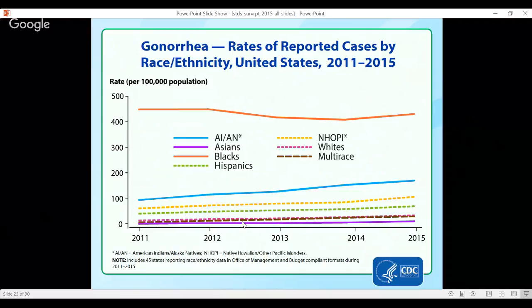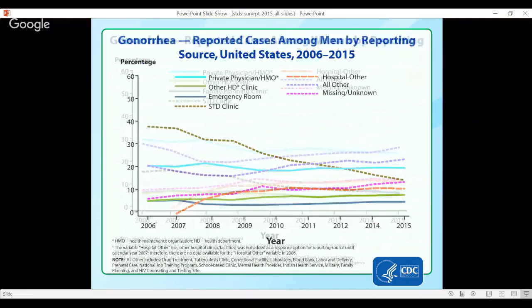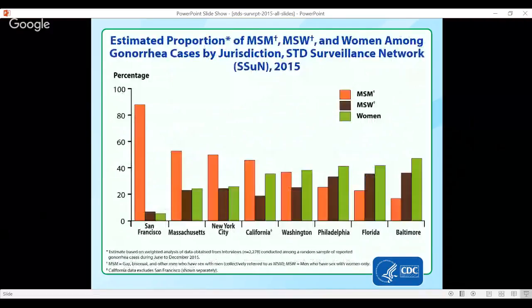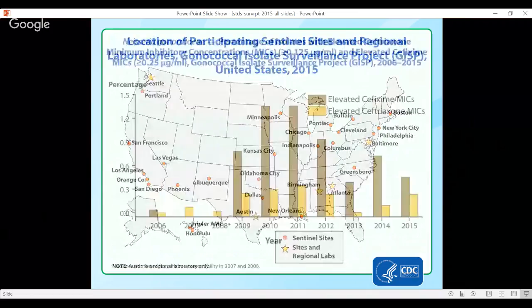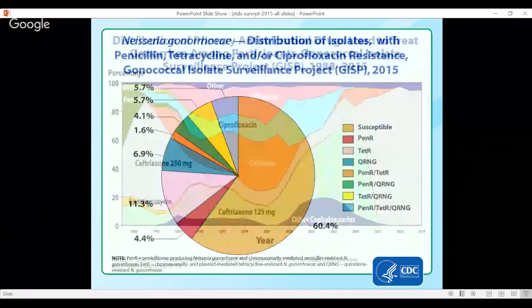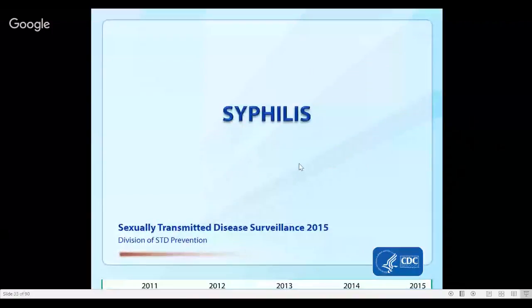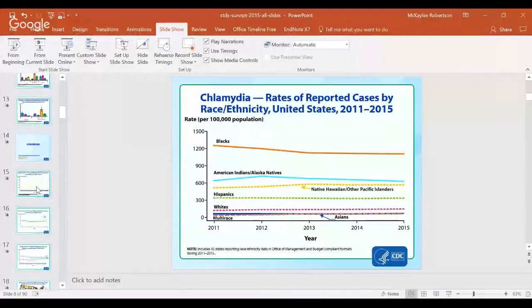And then it looks like whites, multi-race, and Asians are the three bottom lines. So whites are pink, Asians are purple, multi-race is brown. And here I'm skipping through these STD clinic cases. And what I want to get to is I'm going to skip syphilis and go to the adolescent slide set.